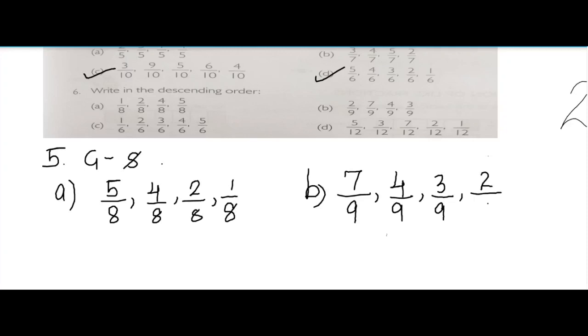So children, whenever you are arranging fractions in descending order, here we are talking about like fractions only, you have to see the numerator. The fraction with the greatest numerator you will write first, and the fraction with the smallest numerator you will write last. So C and D will be your home assignment.